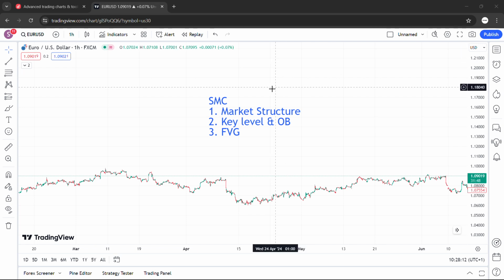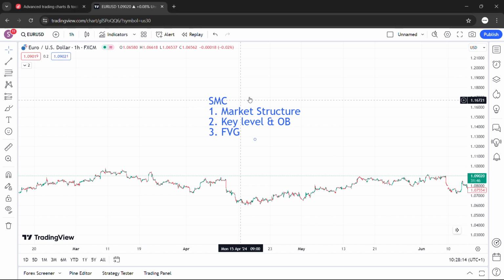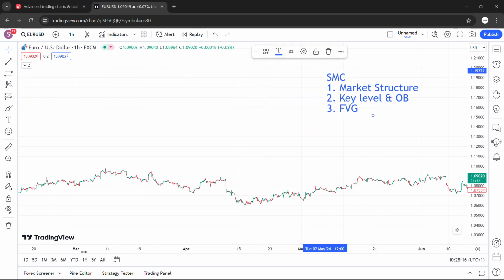So basically, market structure is just how the candlestick moves. As you can see, these are candlesticks. I shrunk it so that I'll be able to use this space to explain. I hope you're understanding. Market structure is just how the candlestick moves. If you can understand market structure even at the very beginning, you have understood a lot.